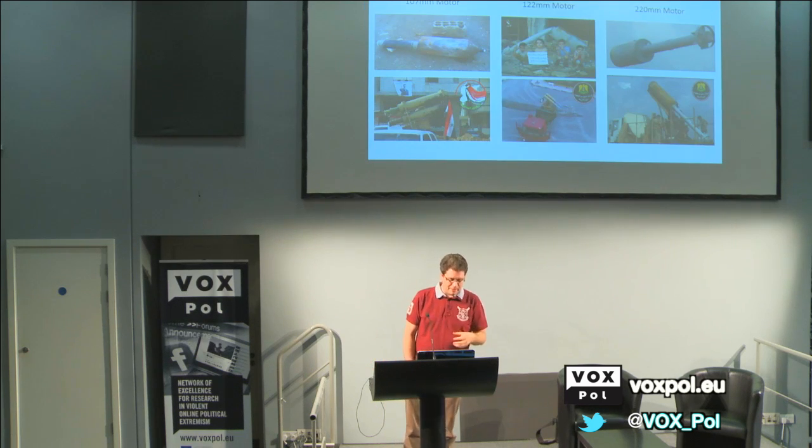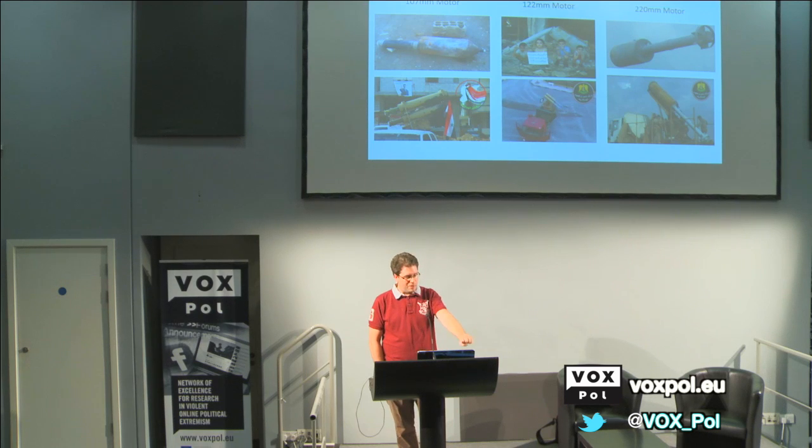So finally, what we learned about these rockets is there were 3 sizes. There was this sort of basic 107mm type. We had a picture of the rockets and a picture of the launcher. We had the 122mm motor type, which was launched from the 2-barrel launcher, and then the 220mm motor type from a single-barrel launcher. This is all information from social media.